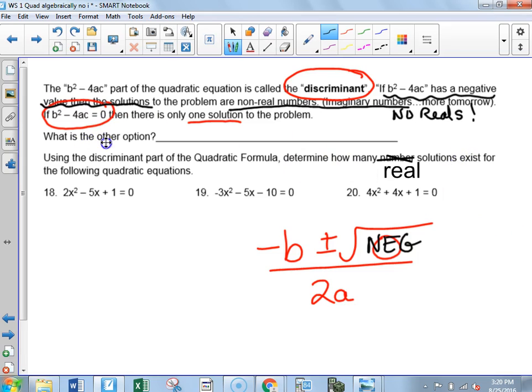All right, what's the other option? It could be positive, right? If this number here is positive, then we get two solutions. b squared minus 4ac is greater than 0, or positive, and we get two real solutions.